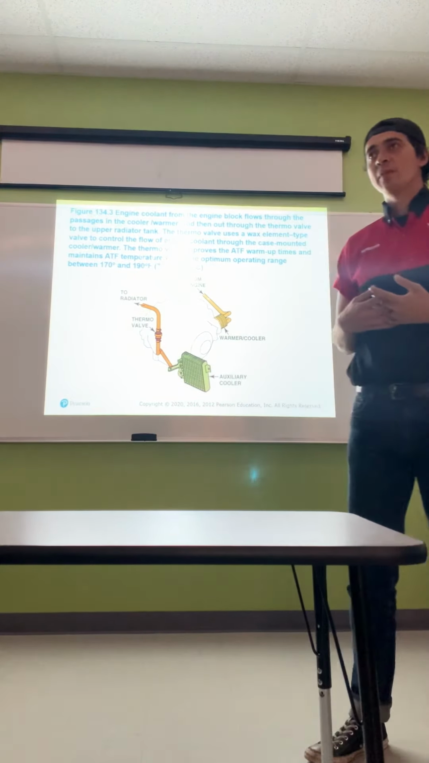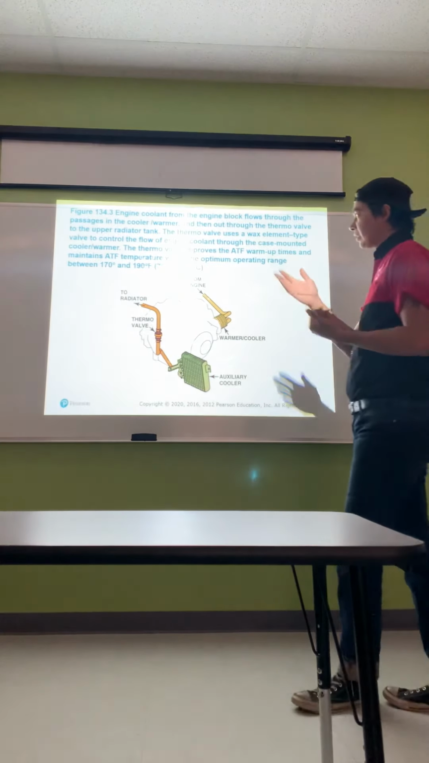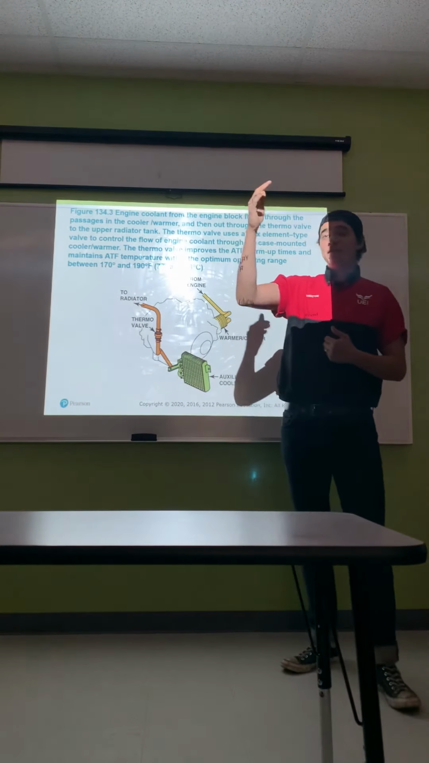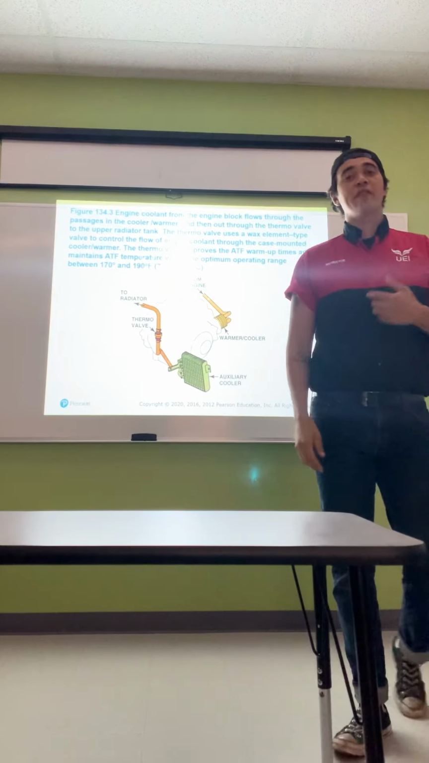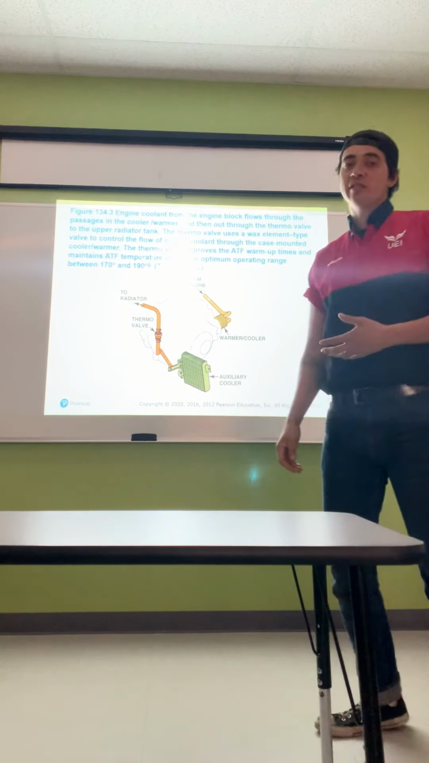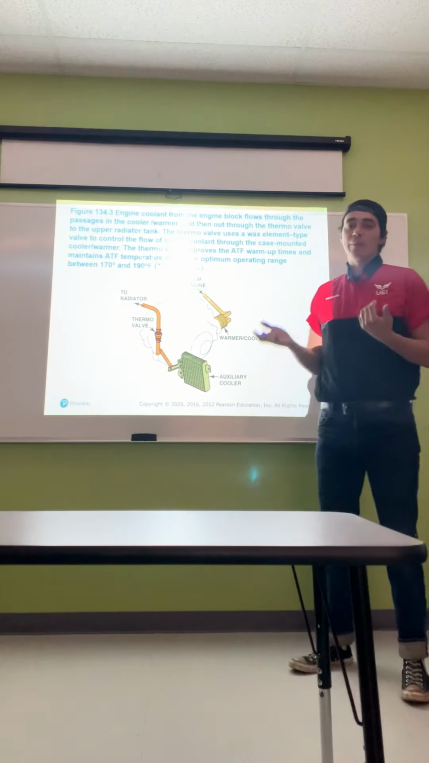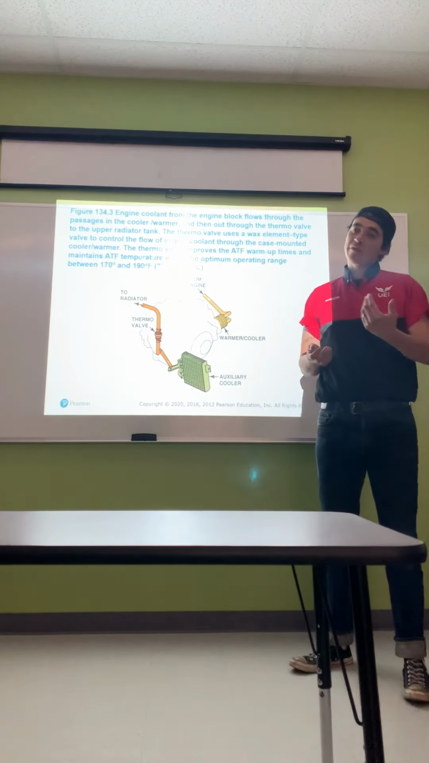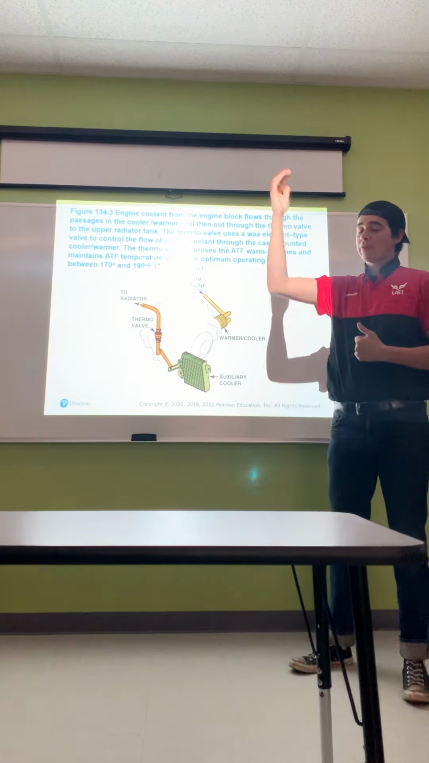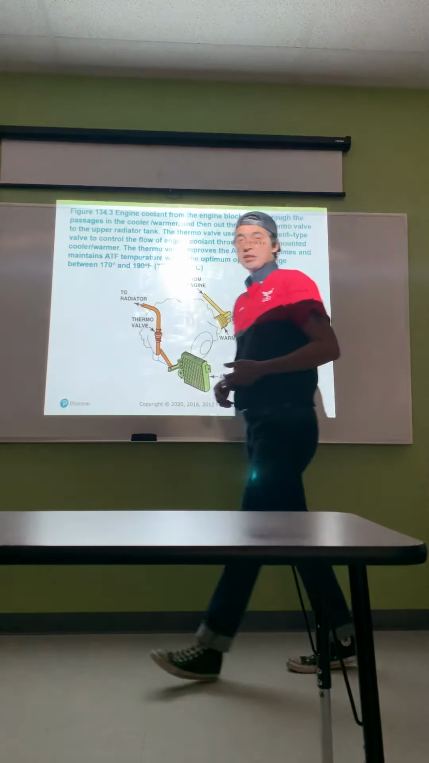Operating temperature can range anywhere from say 170 to 190, maybe 195, maybe 200. It all depends on the different manufacturers and their specifications. So 170 to 190 is more of a ballpark for most cars, but some of them may want it to run a little cooler, or a little warmer. It just depends on the manufacturer.